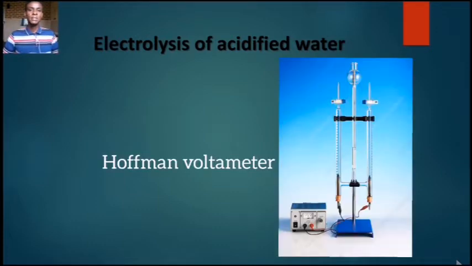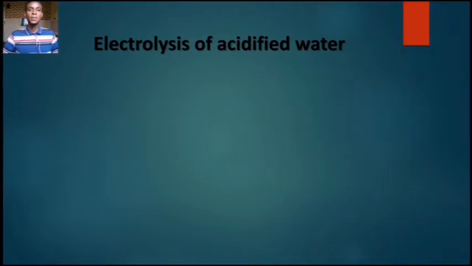The Hofmann voltameter is the apparatus used for splitting or determining the elemental composition of water. Acidified water just simply means water that acid has been added to it. The main reason for adding acid into it is to increase conductivity of this water. So H2SO4 is that which is added to it.